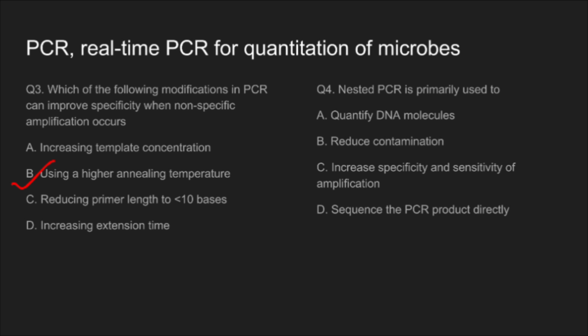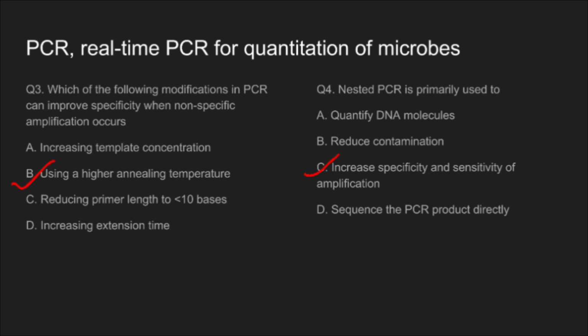Question number 4. Nested PCR is primarily used to A, quantify DNA molecule, B, reduce contamination, C, increase specificity and sensitivity of amplification, D, sequence the PCR product directly. So the correct answer for this question is option C, increase specificity and sensitivity of amplification.